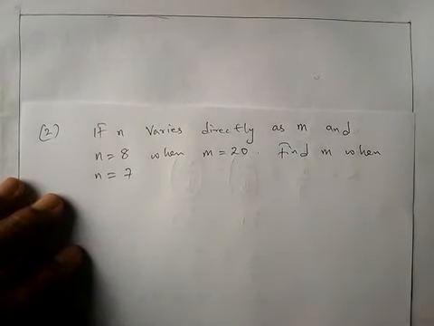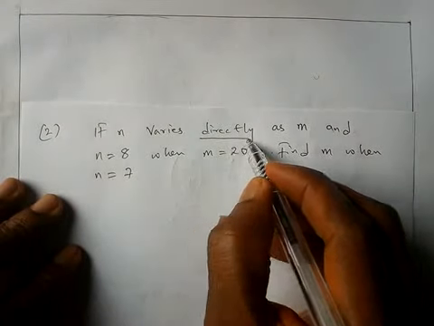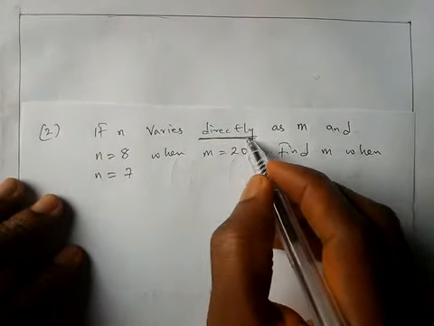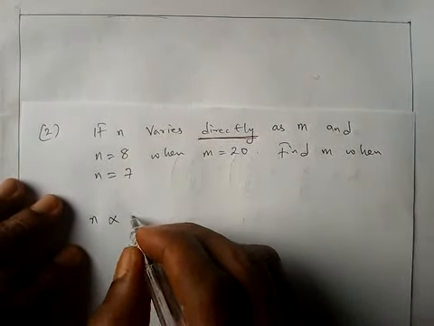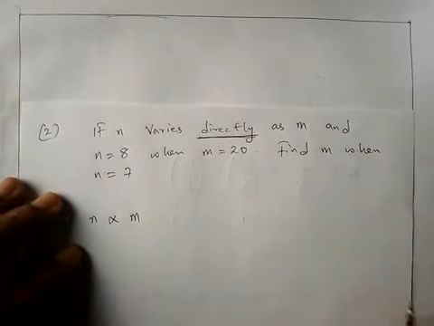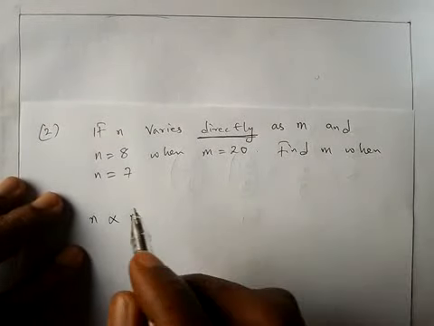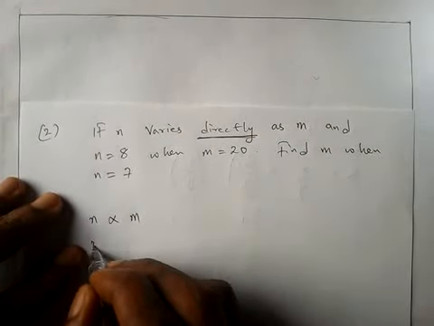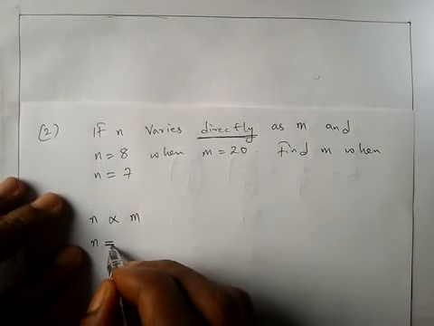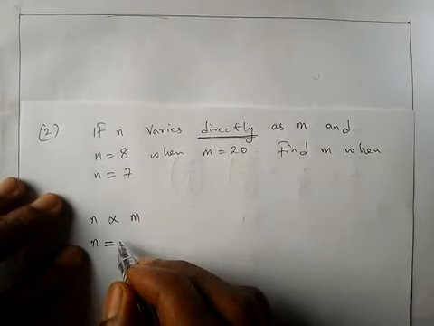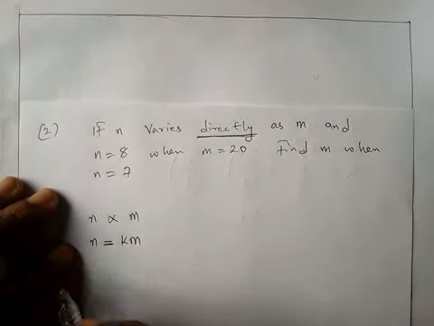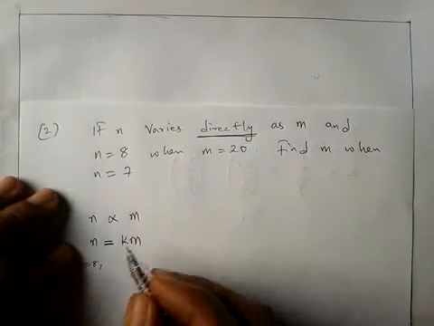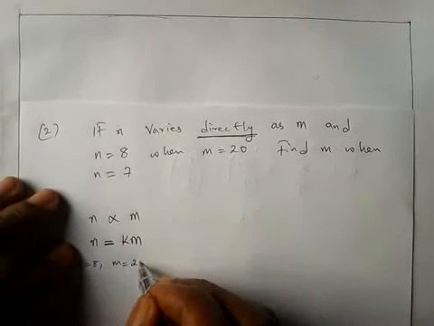Okay, now if you look critically, we're told that n varies directly, so this tells us it's a direct variation. So n varies directly as m, direct variation, because of that word directly. And it means n is equal to, changing proportional to equal to, a constant is introduced, and m.